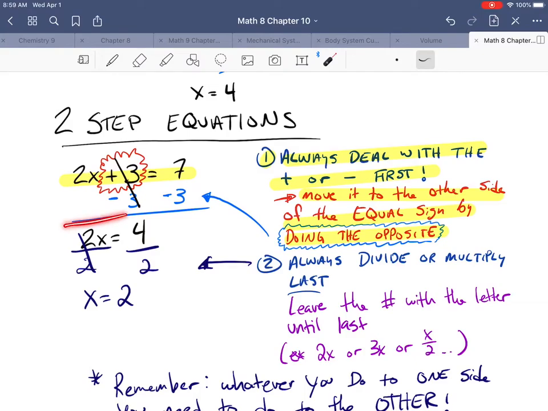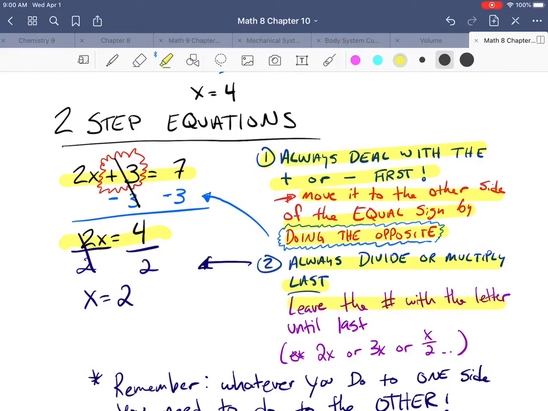All right, so once you do that, you get this 2x comes down here, it stays the same, and 7 minus 3 is 4. Cool. So our second step now, we're on this part of the equation, 2x equals 4. Now you've seen this before, so what you need to do is our last step in the equation that we're doing is we divide and multiply last. So don't ever multiply or divide first in any of these equations. You always have to move the plus or the minus over first, and then you divide or multiply last.